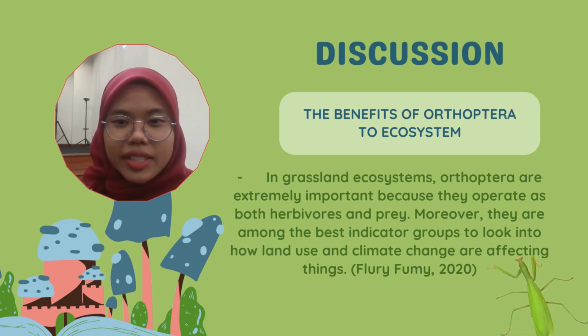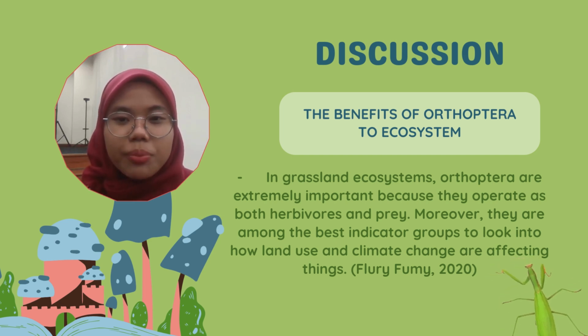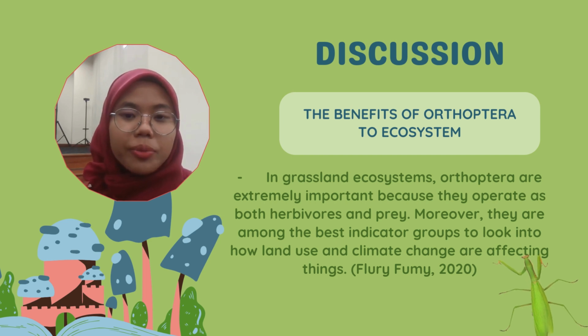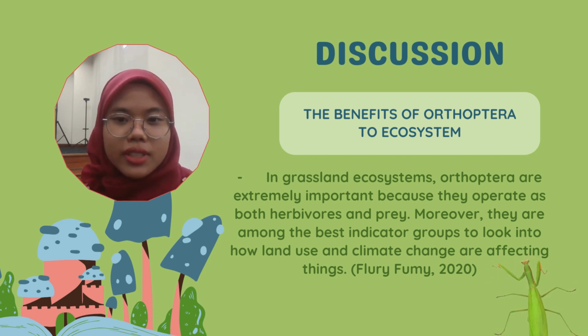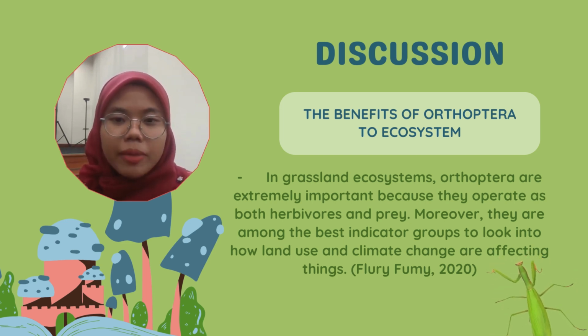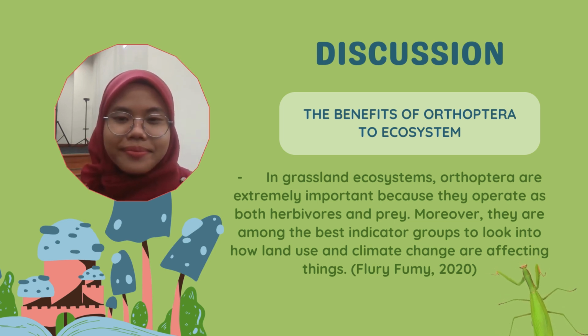In grassland ecosystems, Orthoptera are extremely important because they operate as both herbivores and prey. Moreover, they are among the best indicator groups to look into how land use and climate change are affecting things.